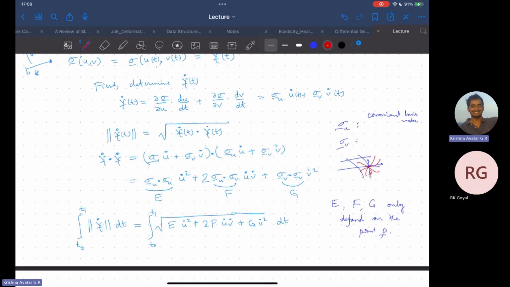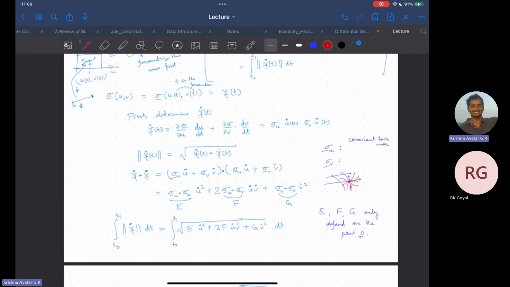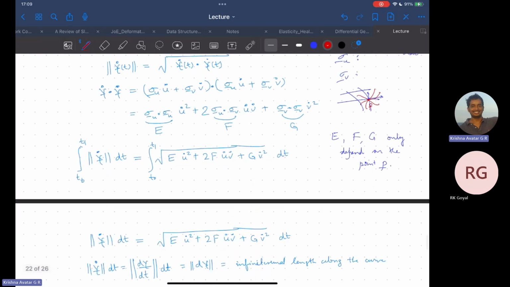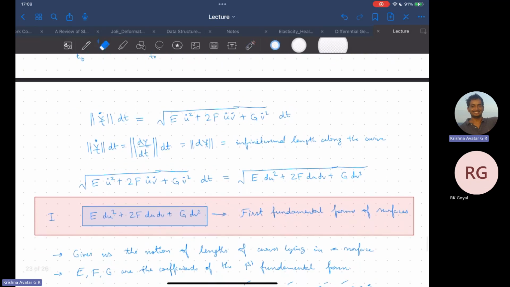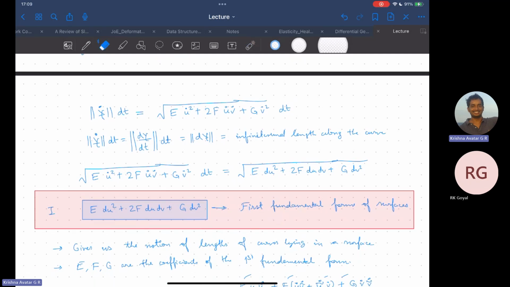So which means that E, F, and G are unique at every point. That's the whole aim of saying this. So now we saw that we could use it to determine the lengths. So even when we determine the length, this E, F, and G comes into the picture, and what we do is we give this a special name.